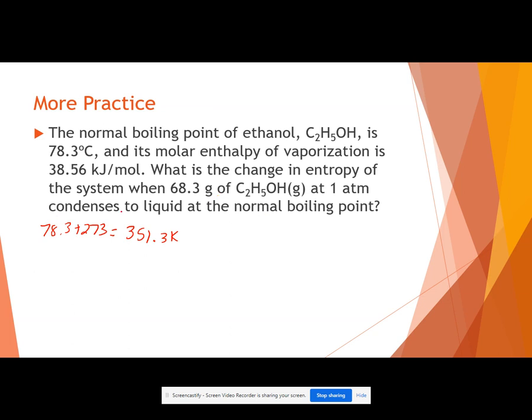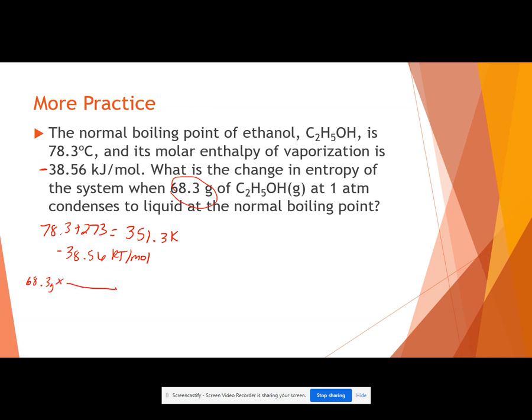So condensing tells me that this value that it gave me up here for vaporization should be a negative. So I will have to have negative 38.56. The other thing this sentence gave me is grams. So remember, you have to change that to moles. So 68.3 grams of ethanol.